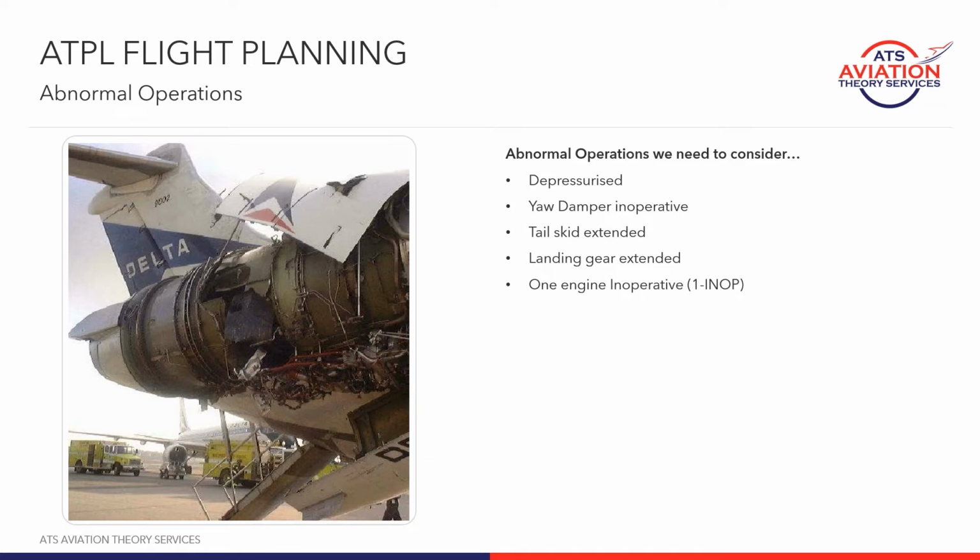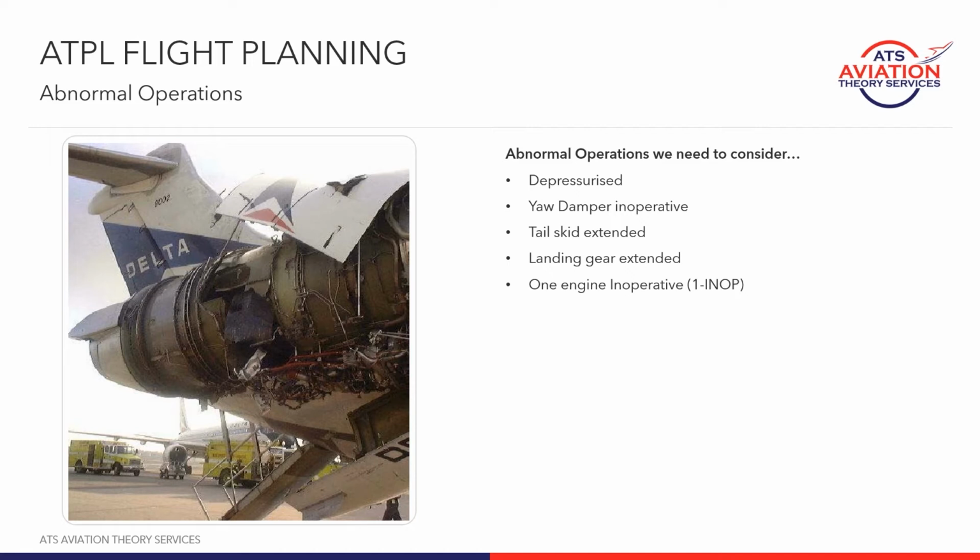As you can imagine, flying with a gear down or a tail skid extended or even an engine failed would have some sort of penalty for the flight. So we've got to consider each of those. What we're going to do in this abnormal operations section, we're going to be going through each of the different abnormal situations. We'll talk about the penalties and then we'll do an example in a separate video.